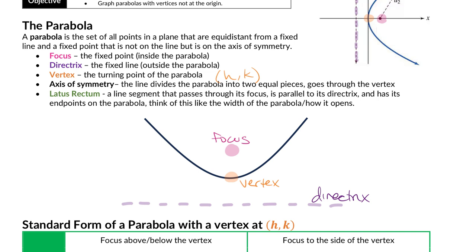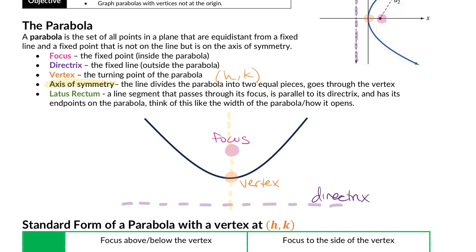The other thing that we have in a parabola is an axis of symmetry. We know this from when we studied quadratics. The axis of symmetry is the line that divides the parabola into two equal pieces. It goes through the vertex. We won't really use the axis of symmetry all that much for graphing by hand because there's something else that's useful. When you're graphing a quadratic, the axis of symmetry is very useful because then you can just reflect the points across that axis of symmetry.